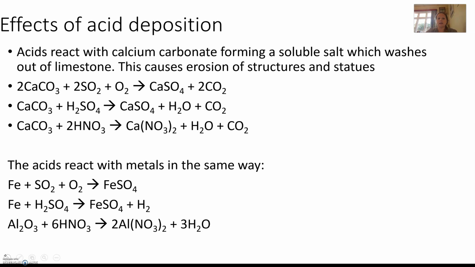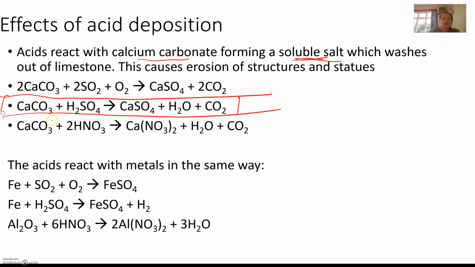So acids react with calcium carbonate. Now, calcium carbonate is a relatively insoluble substance, and when it reacts, they end up producing soluble salts. So if you form a soluble salt, I'll just show you an example of an equation here. So I'll just show you this middle one. This is calcium carbonate reacting with sulfuric acid, which we've previously seen how is formed, and you get calcium sulfate, water, and carbon dioxide. Calcium sulfate is soluble, which means that it washes away.